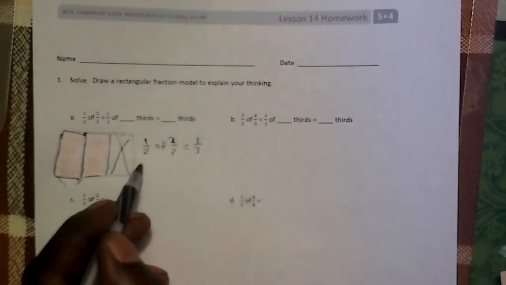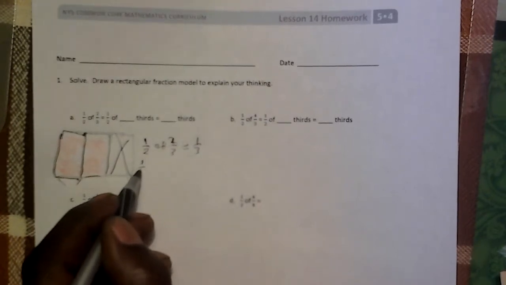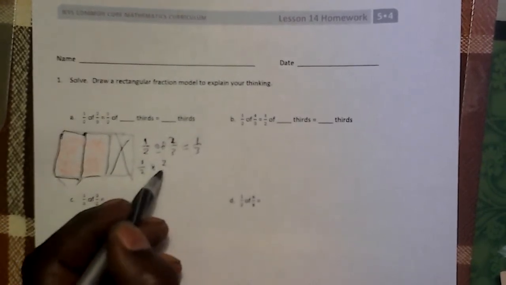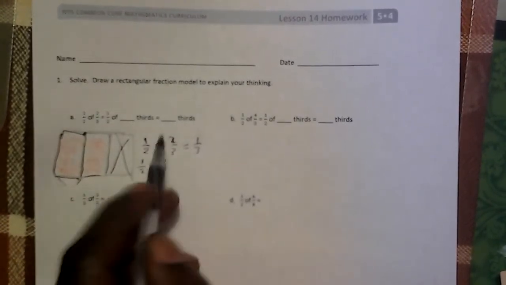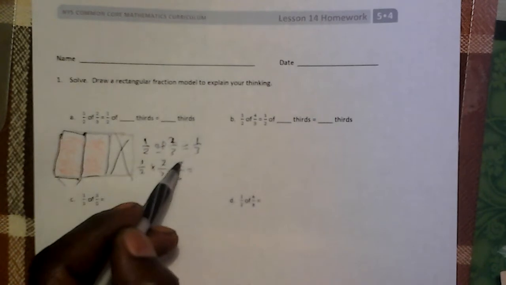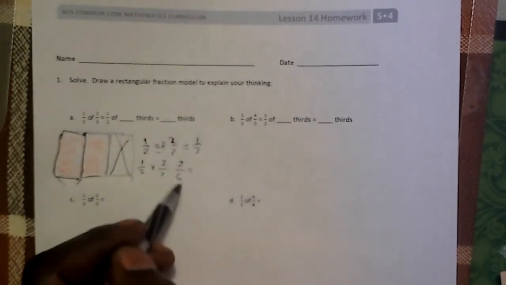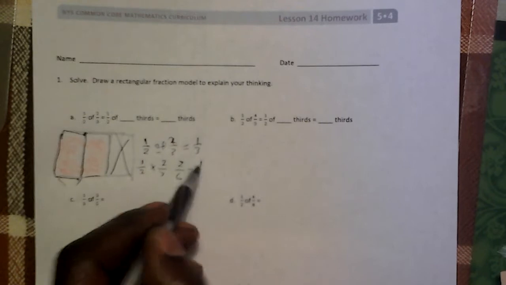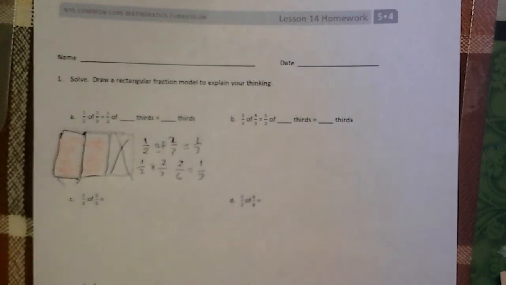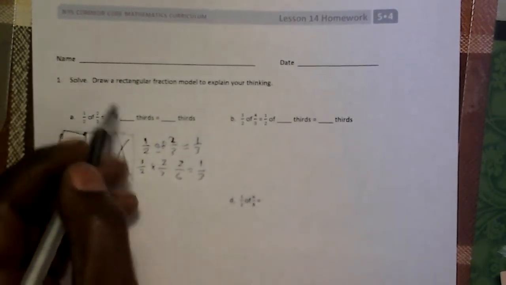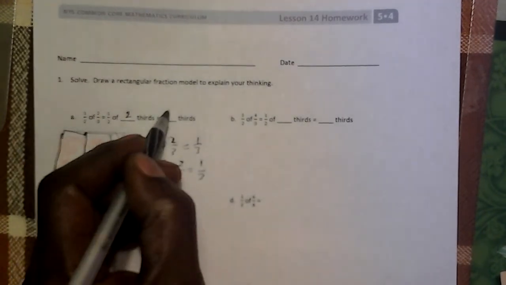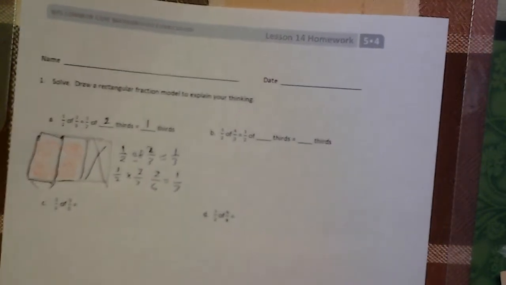Now we can check that with math, so we do 1/2 times, because of means times, right? 2/3 equals 1 times 2 is 2. 2 times 3 is 6. And look, 2 goes into the top and bottom, so we divide: 2 divided by 2 is 1, and 6 divided by 2 is 3. So the answer is 1/3. So we can write our answer: 1/2 of 2/3 equals 1/3. Okay? So let's go to question number 2.